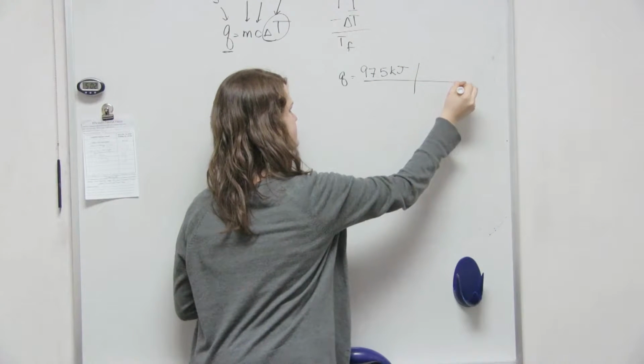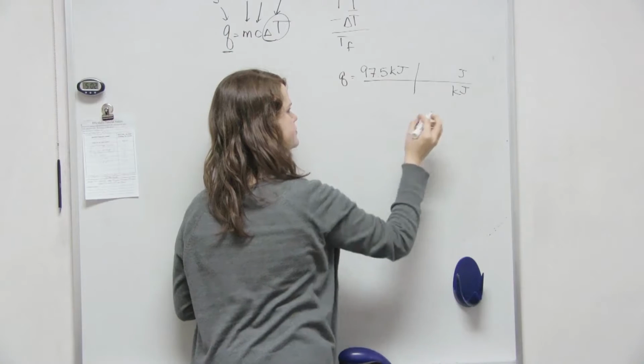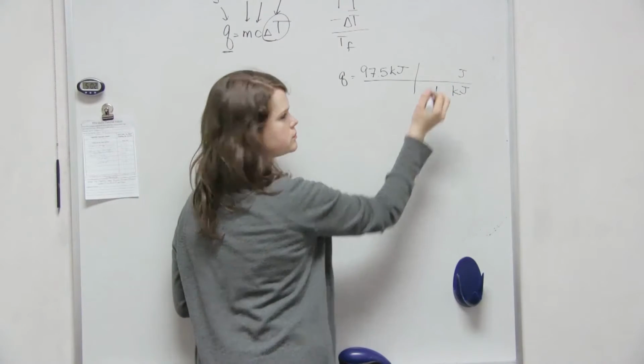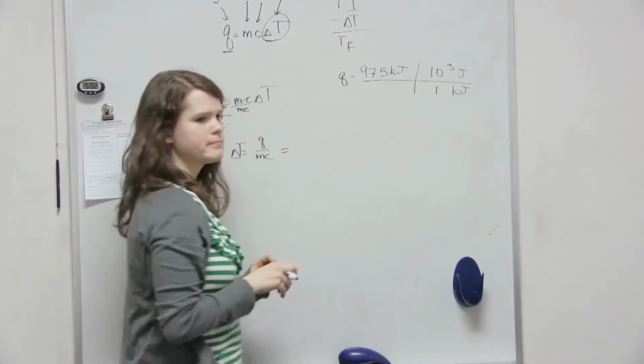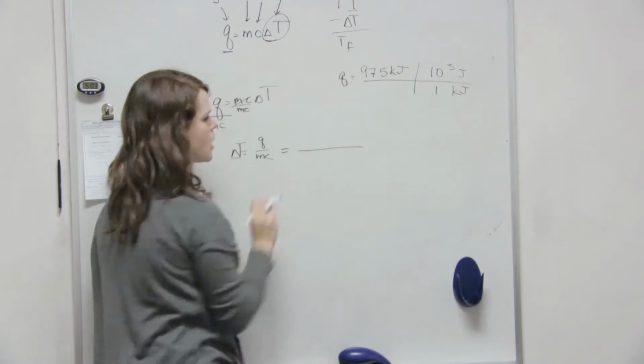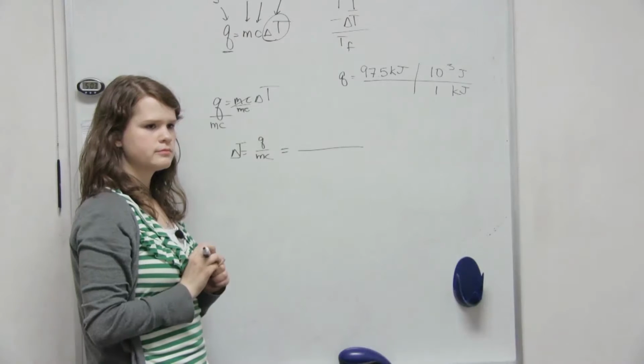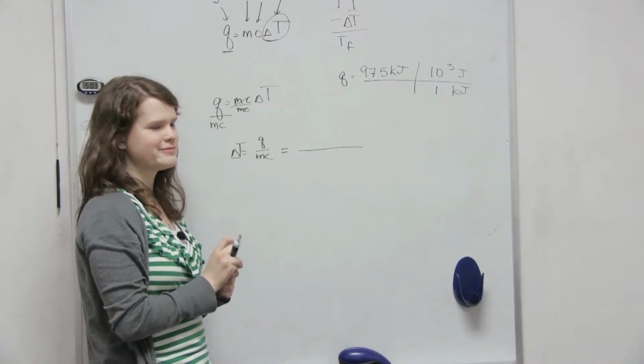Use the picket fence method. Kilojoules, one over the kilojoule. And what does kilo mean? 10 to the third. You just do that, and that will give you your number for the top. You can put it in your calculator if you want.